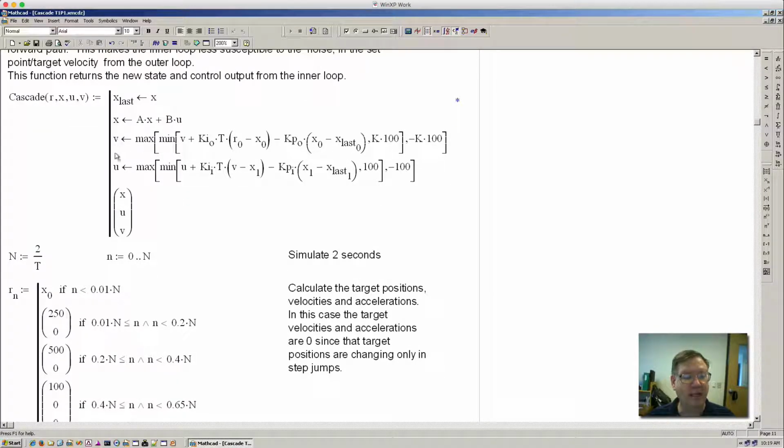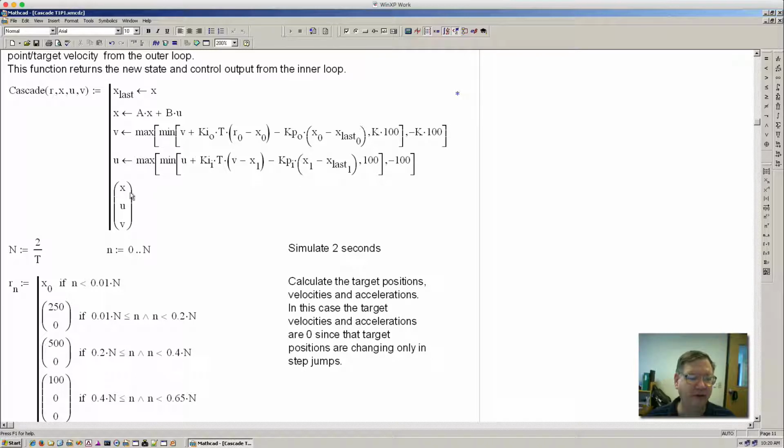Now what we do is we have the inner loop, and the inner loop uses the target velocity, which is just generated here. So this is looking at the error between the target and actual velocity. And we've got to remember this is a velocity loop. Then we have the change in the velocity between the current velocity and the last velocity. This needs to be limited to plus or minus 100% output, because this is actually outputting plus or minus 100% to the drive.